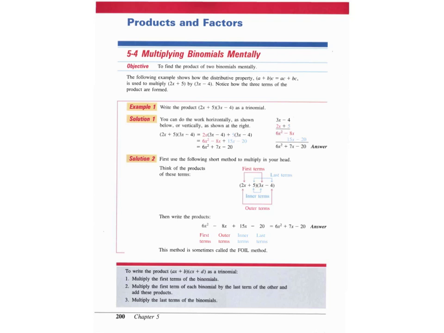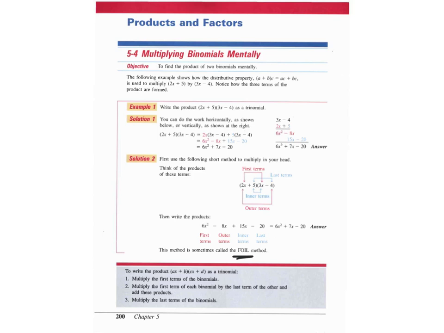Okay, so today we're going to cover section 4, and here it says that we're going to be multiplying binomials mentally. So we've already learned how to find the product of two binomials. In the lesson prior to this, we learned we could just apply the distributive property. And basically when we're using the little acronym FOIL that they're mentioning here, we're really just doing the distributive property.